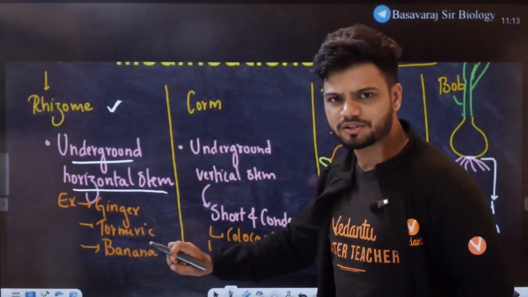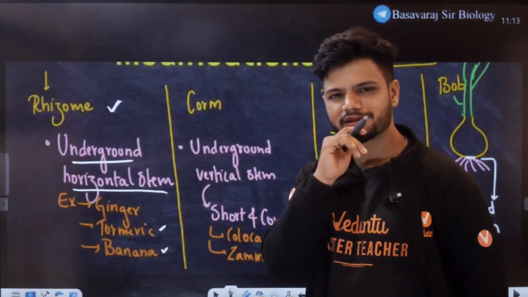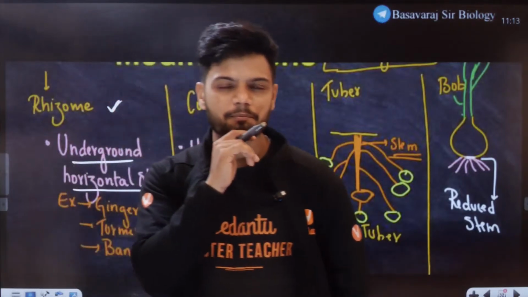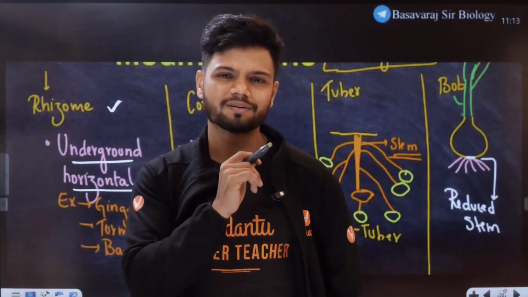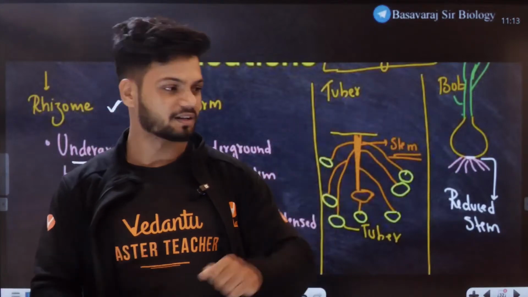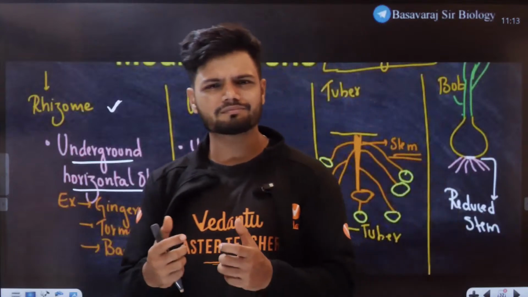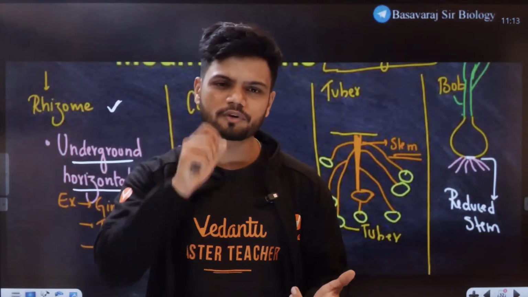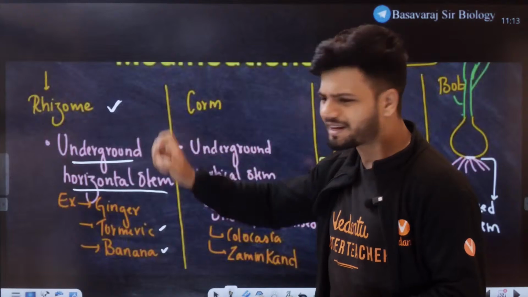There are other examples here. Turmeric and banana. Friends, banana. The banana plant which you see, the stem is a rhizome. What is this? Okay, students, pardon my dog. He's a little quirky today. How is banana a rhizome? How is that possible? Confused? How many of you are confused about why I have written banana for rhizome?